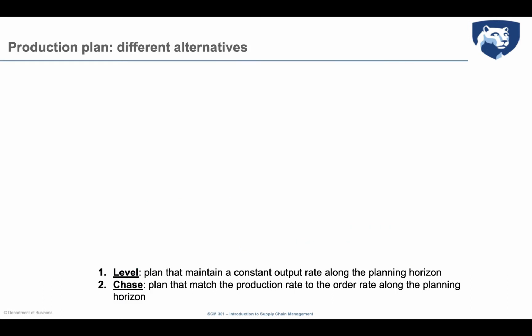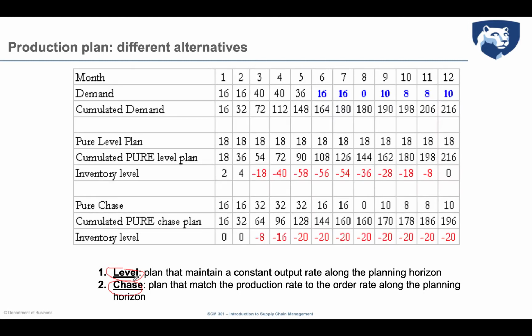As we have discussed, in creating the production plan, different strategies are present. In particular, we have distinguished between the level strategy and the chase strategy. The level strategy is a plan that maintains a constant production output rate along the planning horizon, while the chase plan tries to match more the demand coming from the market or the forecasted demand. And here we have seen an example.